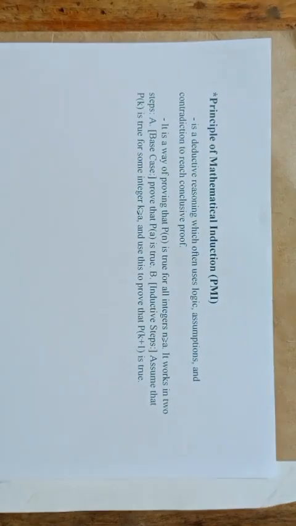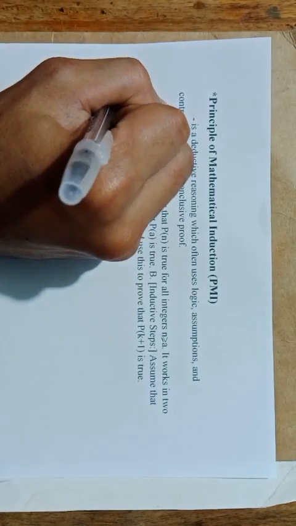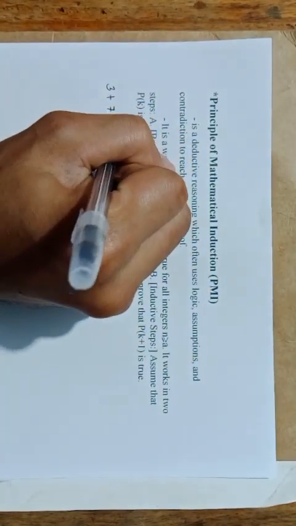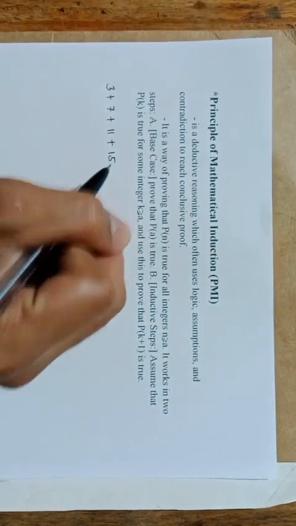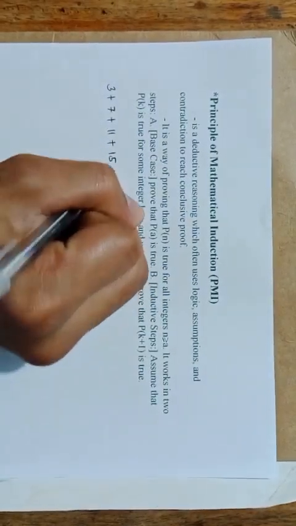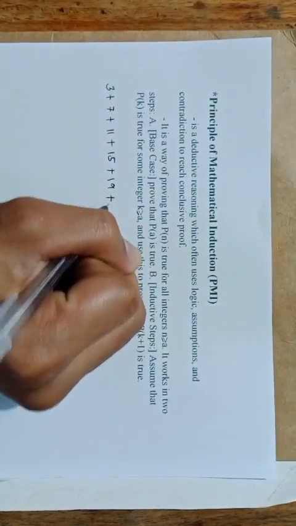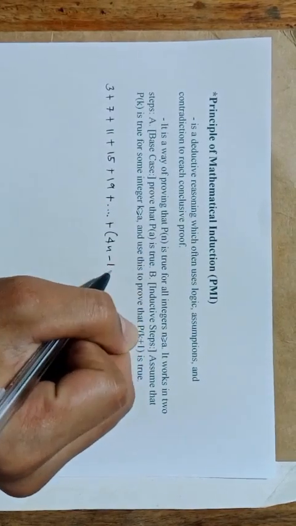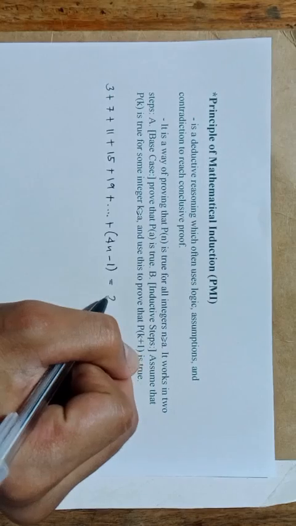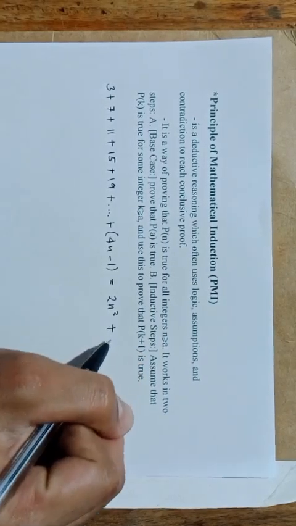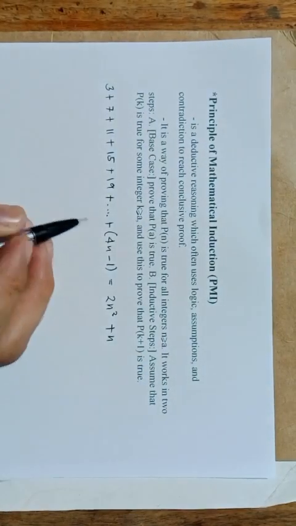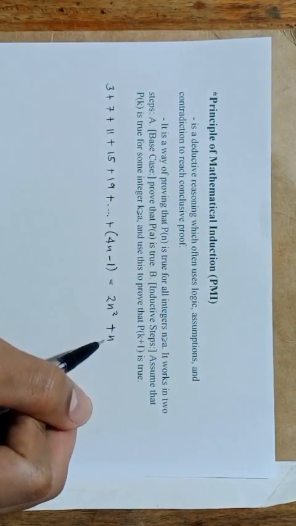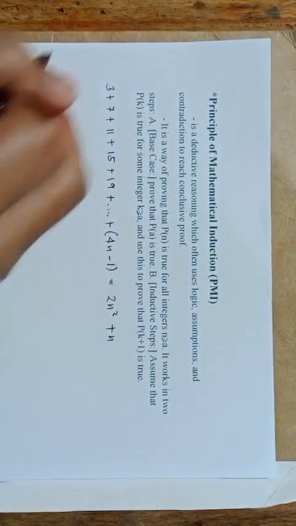So let's try a sample problem. Let's have 3 plus 7 plus 11 plus 15 plus 19 plus and so on, plus 4n minus 1, is equal to 2n squared plus n. To prove that this expression is equal to this expression, let's try it first for the base case.